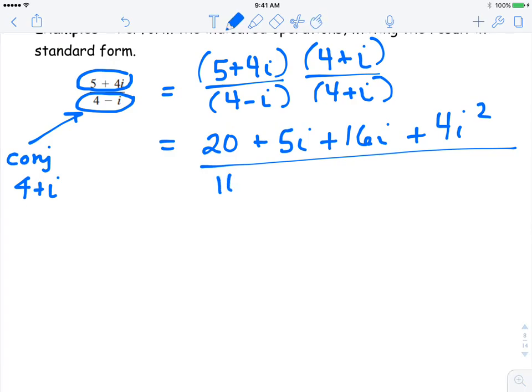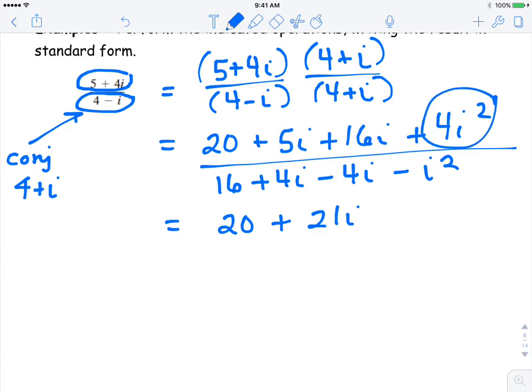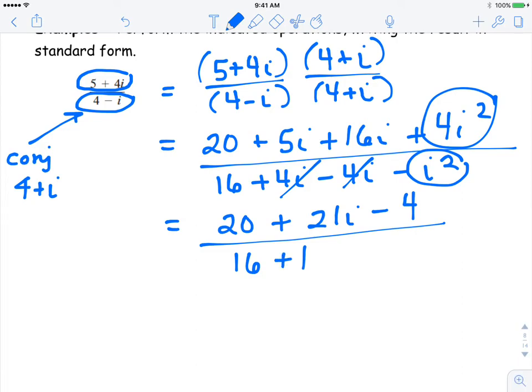So first, outside, inside, last. Simplify. Combine your middle terms. And what happens to this i squared? It changes it to a -4. In the denominator, the middles become 0. This i squared becomes -1. So -1 becomes +1. Continue simplifying.